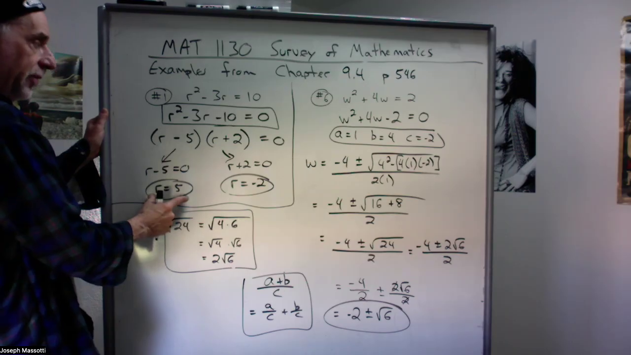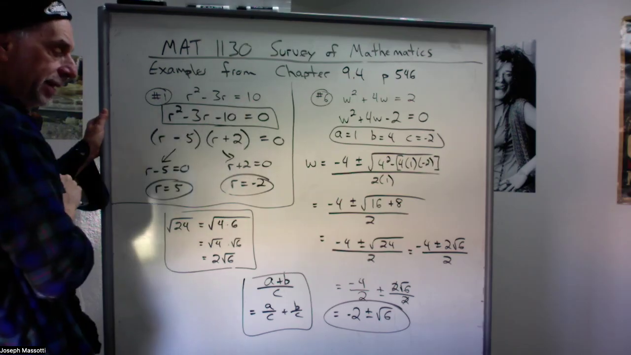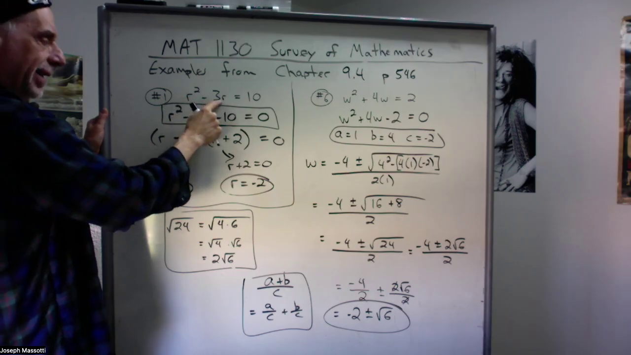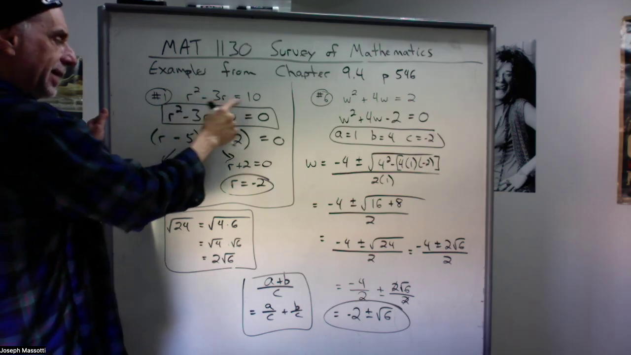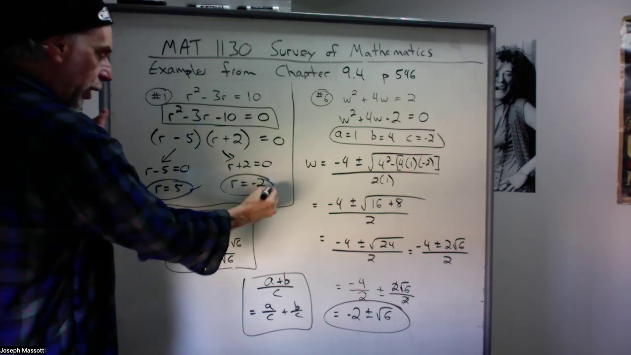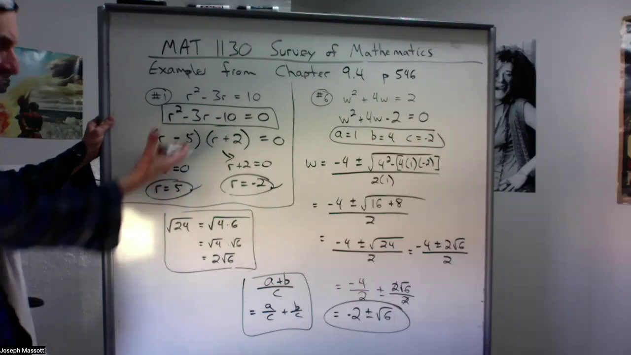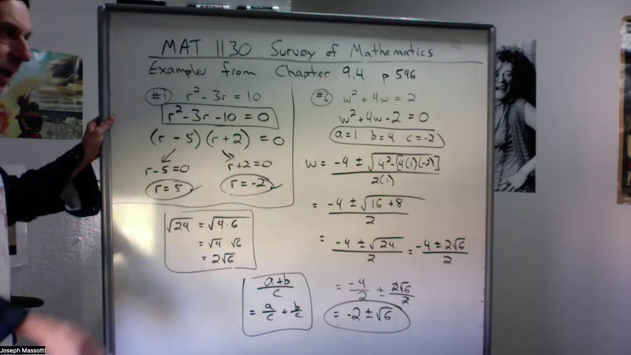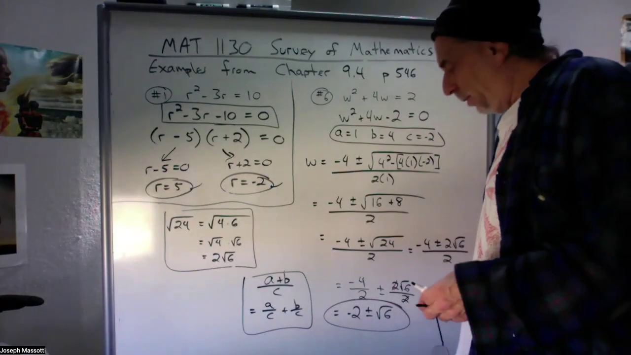I can check these, put 5 back into the original equation. 25 minus 15 does equal 10. And you put -2 back in. -2 squared is 4. 4 minus a -6. So 4 minus a -6 is 4 plus 6. That also equals 10. So we know that those answers are correct. Now you could also use the quadratic formula here, and you'll get the same answers once you put the equation into this form. Okay, so we'll illustrate the quadratic formula here in this next example.